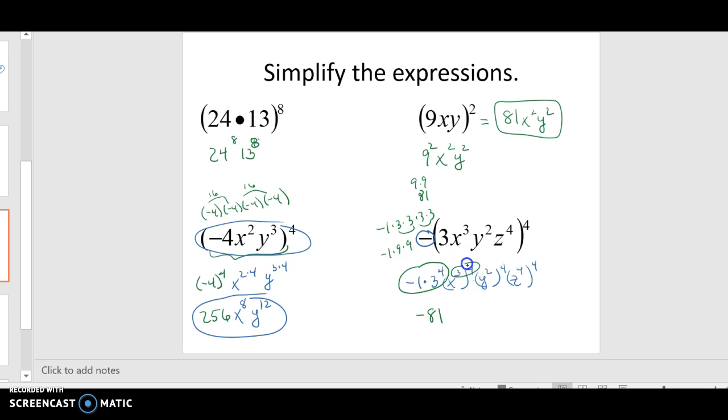Now, when I raise a power to a power, what am I going to do with these exponents? I'm going to multiply. 3 times 4 gives me x to the 12th. 2 times 4 gives me y to the 8th. 4 times 4 gives me z to the 16th. Okay? So you're using a combination of two properties here. All right, let's look at a couple of other examples.